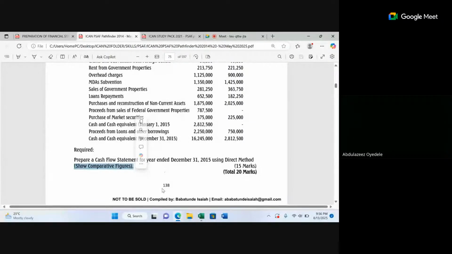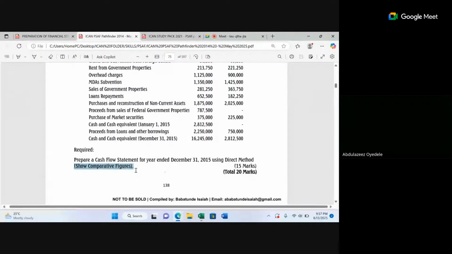In reading your questions, always be very, very careful, because if you don't notice it and you just prepare your cash flow statement for 2015 alone, without showing comparative figures, that is why some people will say, I did that work very well, I solved the questions very well, but they still cannot give me the marks. Sometimes it's just unfortunate that little instructions like this that we overlook may cause issues like that. So God will help us.